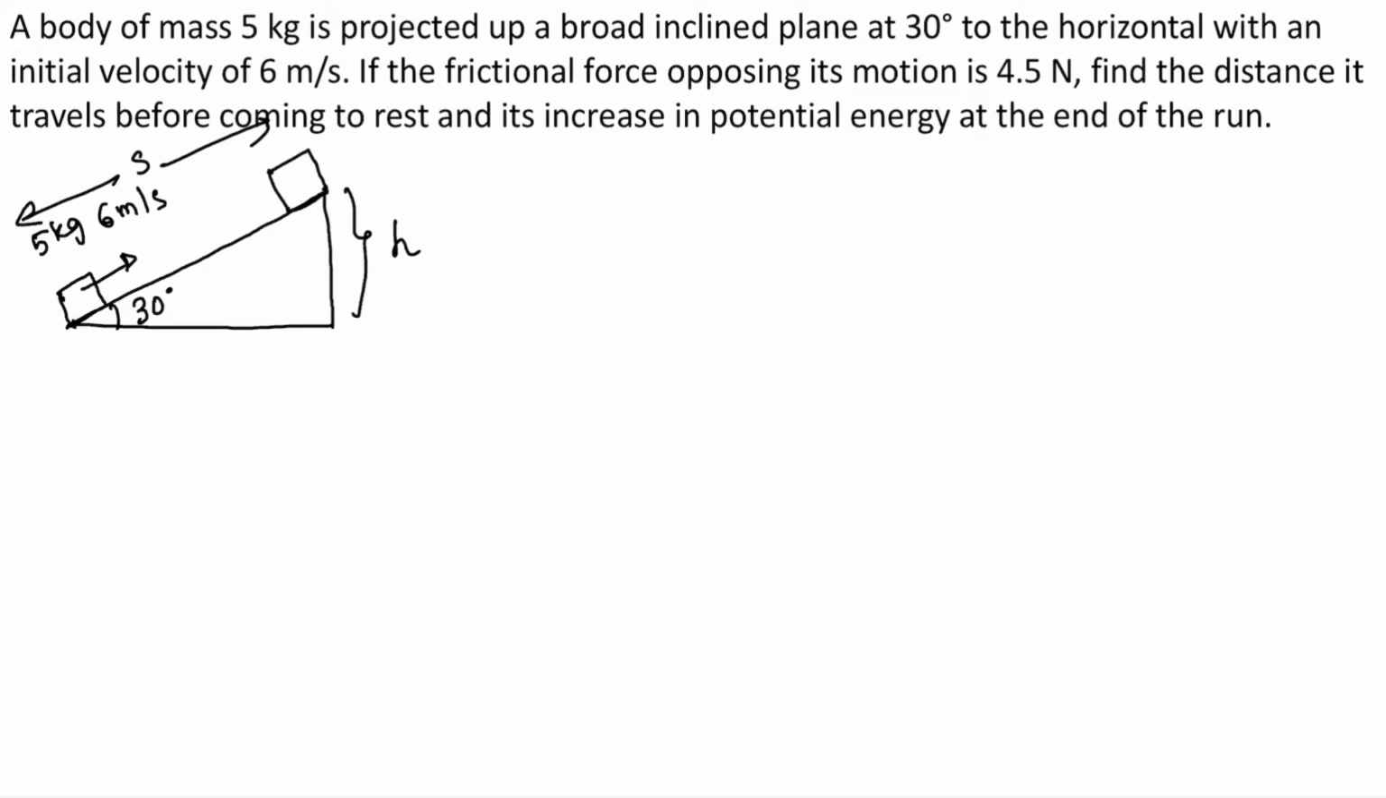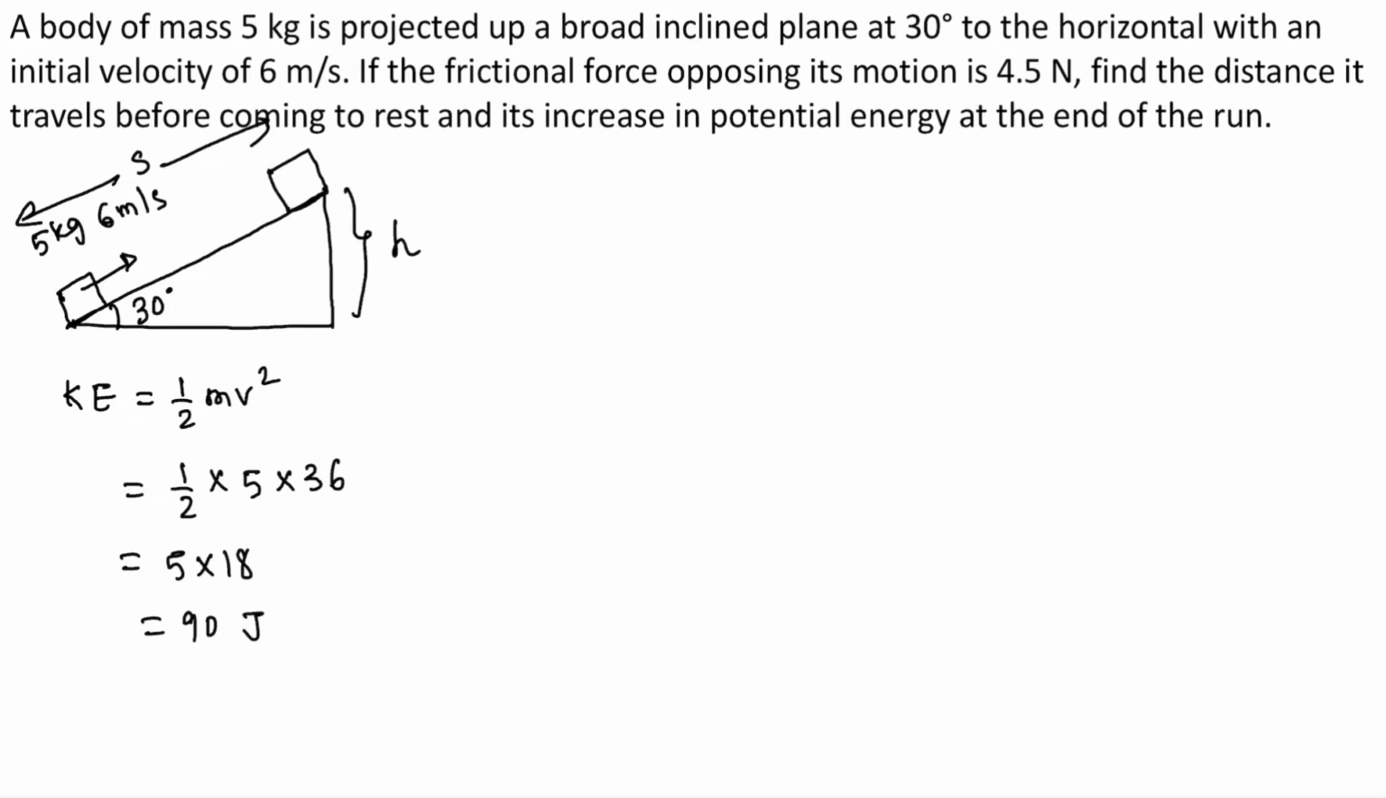Now here, since initial velocity 6 meter per second is given, we can find out what is the initial kinetic energy. Kinetic energy, that is half mv square. That is equal to half into mass 5 kilogram, velocity is 6. So 6 square 36, 5 into 18, that is 90 joule. So a body is projected with 90 joules of energy.